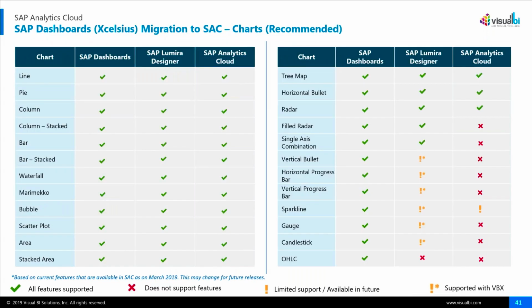Same thing, Xcelsius has been dead for a long time because of Adobe Flash, but there are customers still running SAP Dashboards because they could do it despite the security warnings, etc. Our recommendation is you should either move to Lumira Designer or Analytics Cloud, depending on whether you have Business Objects investments or not. And yes, there are some components where there is no one-to-one conversion available, but these are visualizations. You can always use an alternative visualization or get it from a partner like Visual BI, which has a Visual BI extension. So you have options, but our recommendation is go ahead and migrate them.